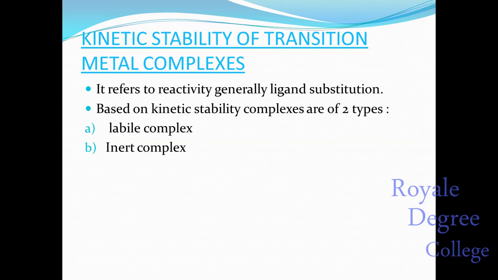Now next, kinetic stability of transition metal complexes. This we will see. It refers to reactivity, generally dealing with ligand substitution. Based on kinetic stability, complexes are of 2 types. One type is called the labile complex, which is also known as the non-inert complex. The other one is the inert complex.